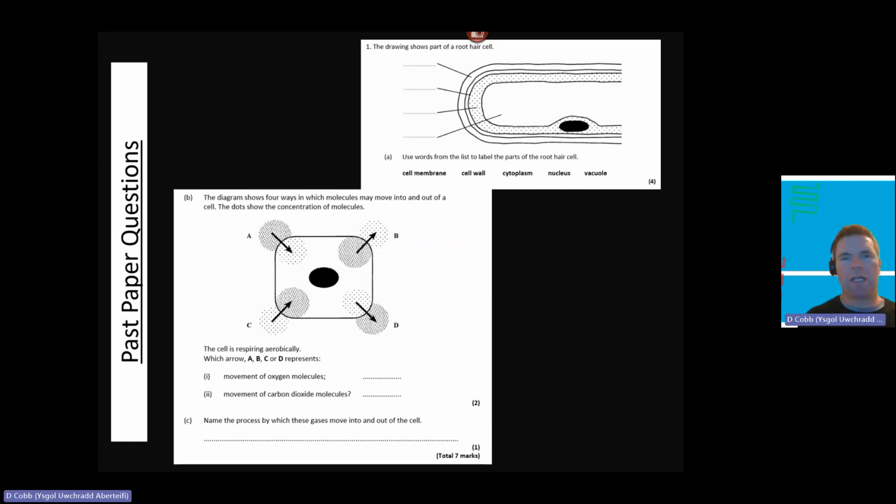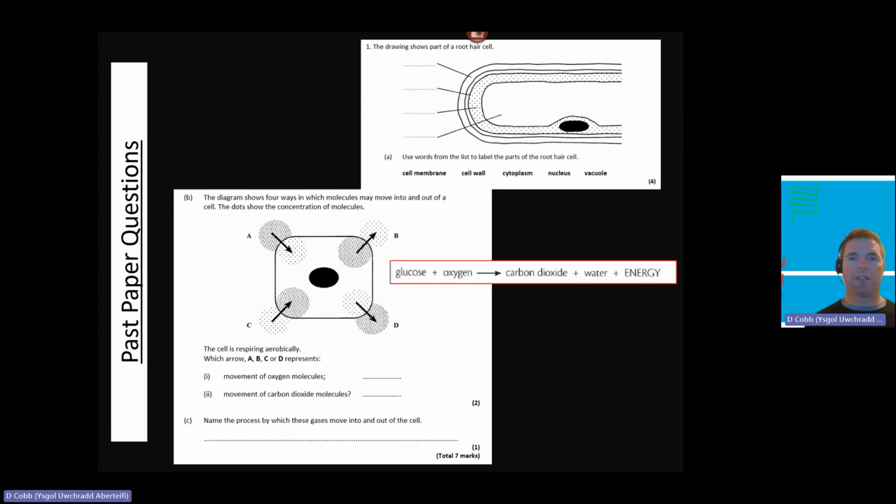But for now, please do so. Now I'm going to go through these questions and we'll see what you've come up with. So the first one is a bit of a recap on the structure of the cells. It asks you to identify different parts of the cell.